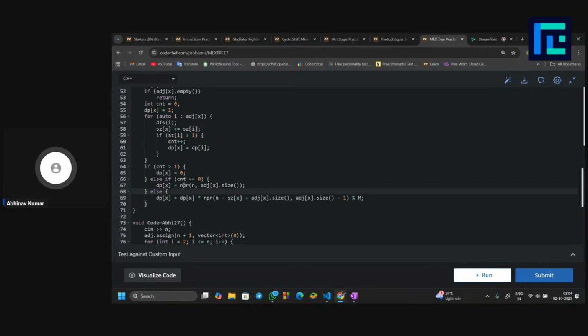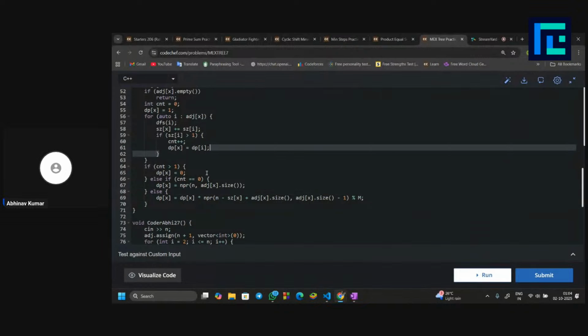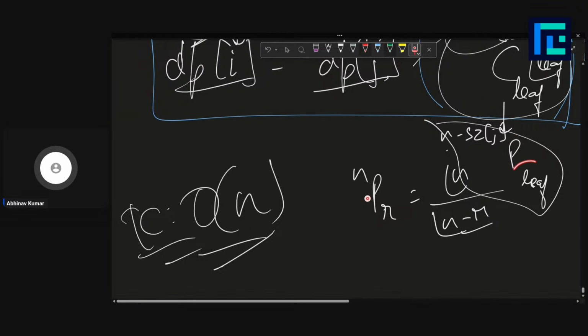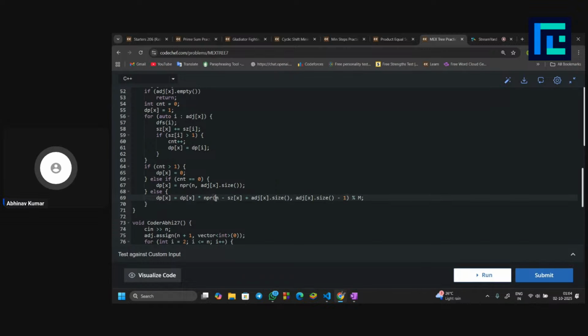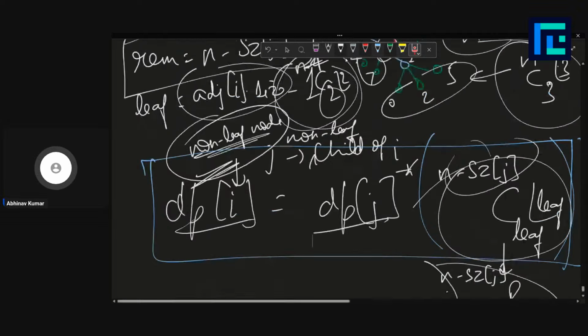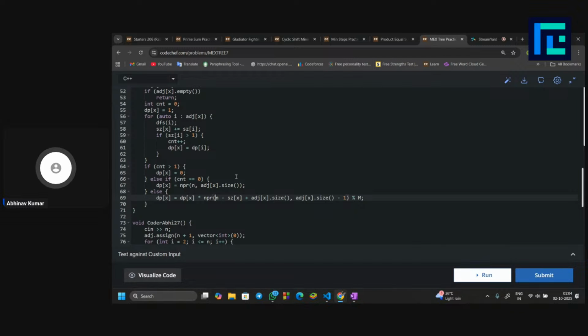And in the else part, when count is exactly equal to 1, then I've already assigned dpi equal to dpj here. So in dpx, I'll just multiply NPR of n minus size j and leaf. So what is n minus size j? Size j can be written as the size of the current subtree minus the number of leaf nodes minus this current node. So we can say it is n minus size minus adjacency x dot size.